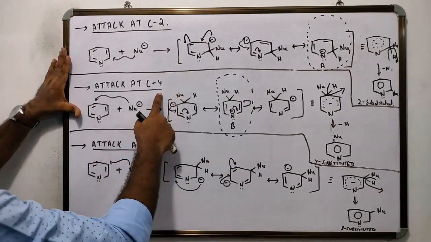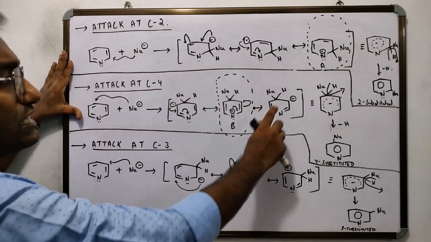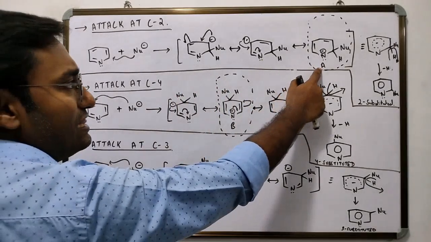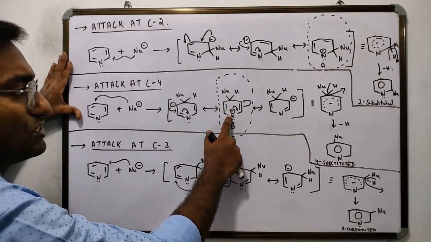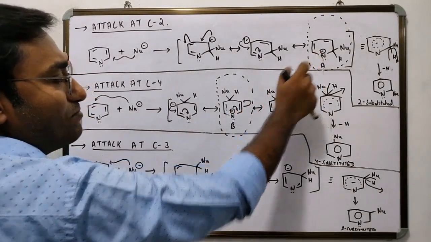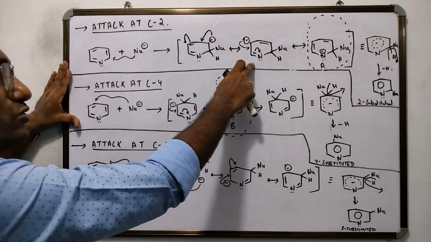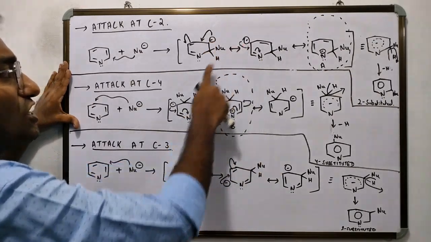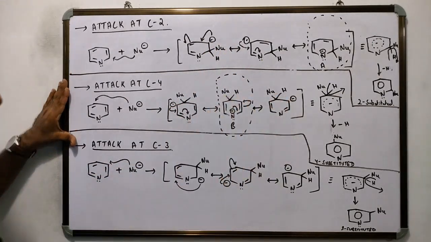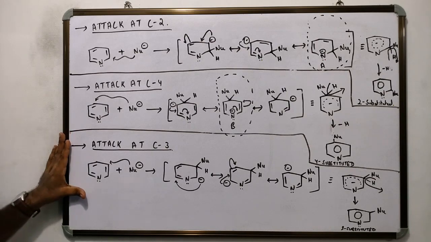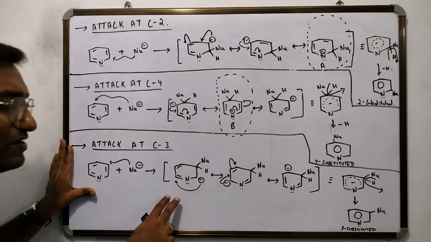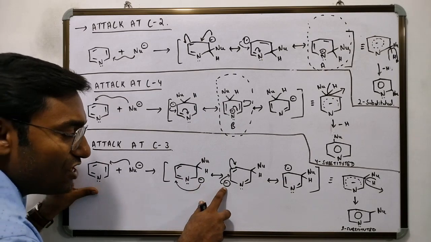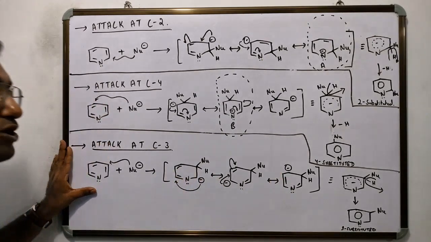Attack at C2 and attack at C4 involves intermediates A and B. In these structures, the negative charge is spread over the nitrogen atom. It also involves other two intermediates in which the negative charge is spread over the carbon atoms. On the other hand, attack at C3 involves only those intermediates in which the negative charge is spread only on carbon atoms.